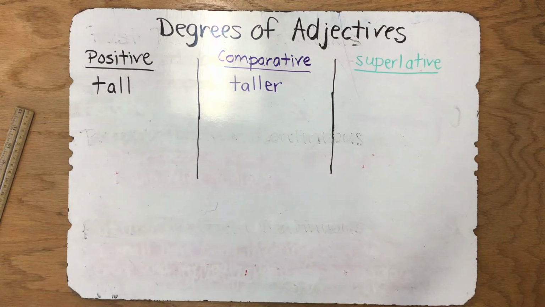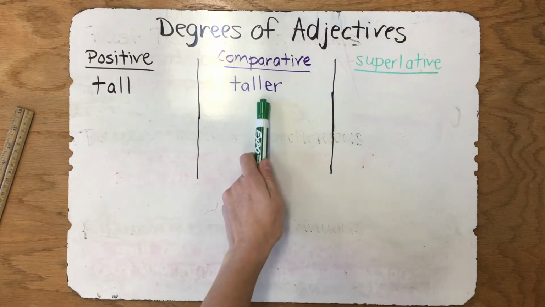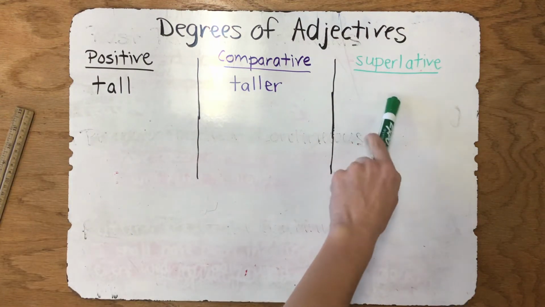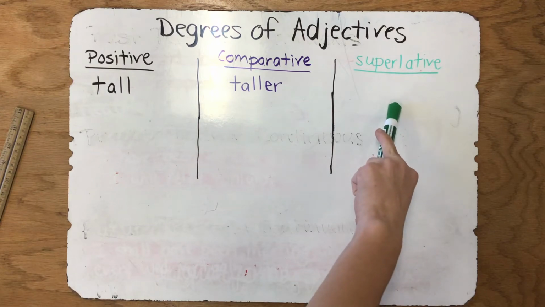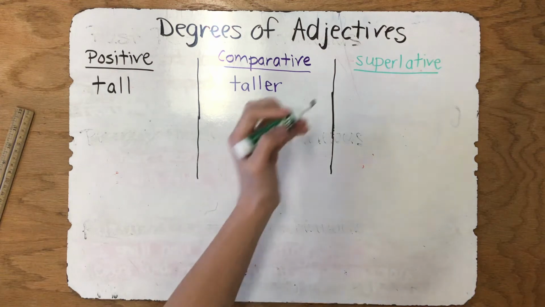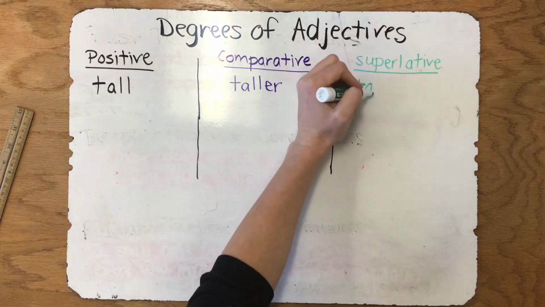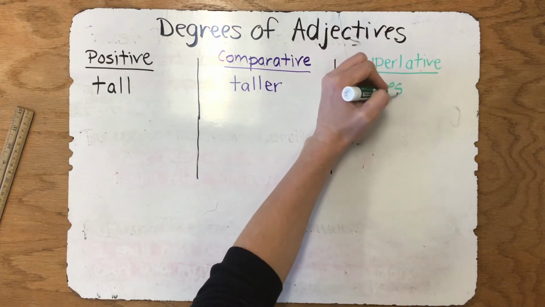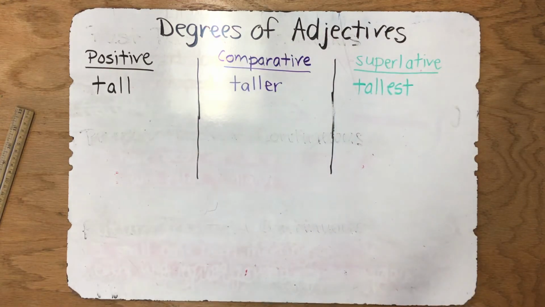Superlative, then, is the highest degree. This is the person or the thing that is of the highest, more than anybody else. So if we said tall is the positive, taller is the comparative, if we wanted to describe Miss Bigelow as the person with the most height, we would say tallest. Like Miss Bigelow is the tallest in the class.